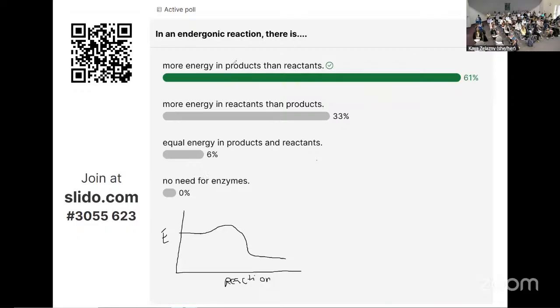But in an endergonic reaction, we have the opposite thing happening, right? So we have a product that has more energy than the reactants we put in, right? So we need a source of energy to put into this reaction to get more energy in those products. So endergonic, ender, I like to think of as meaning inside. So it's got to pull energy in from somewhere.